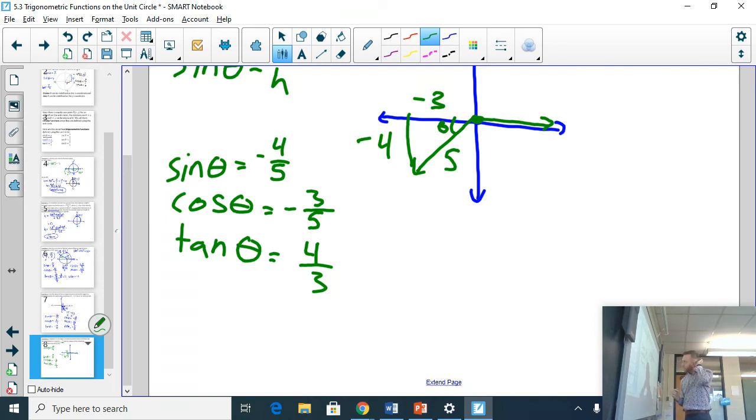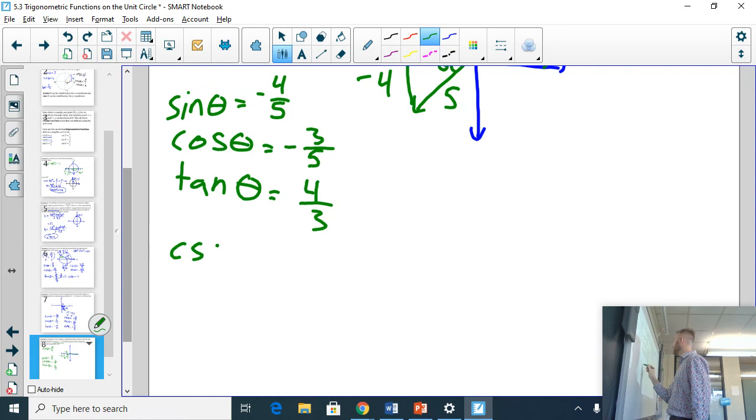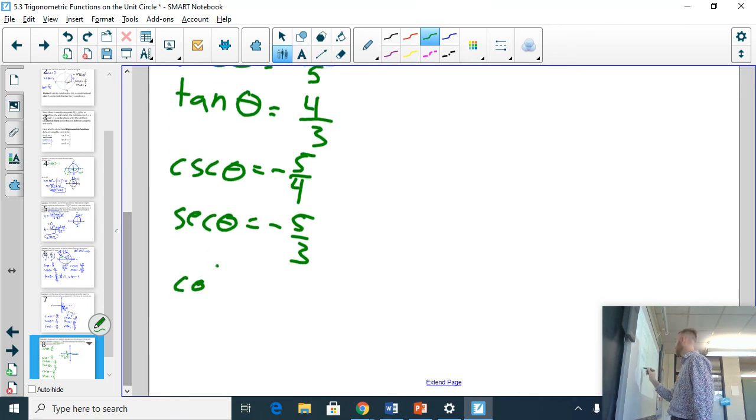And now we can run through the reciprocals again. The reciprocal of sine is cosecant, which is going to be -5/4. So just flip them. The reciprocal of cosine is secant. Just flip them. We're going to get -5/3. And the reciprocal of tangent is cotangent, which is just going to get us 3/4. And that is going to wrap up 5.3.